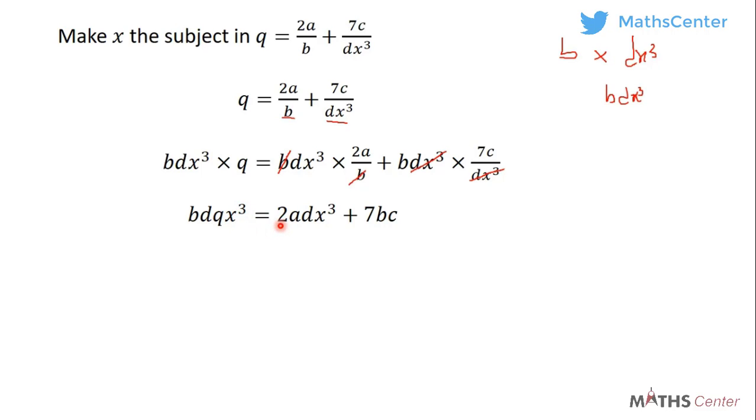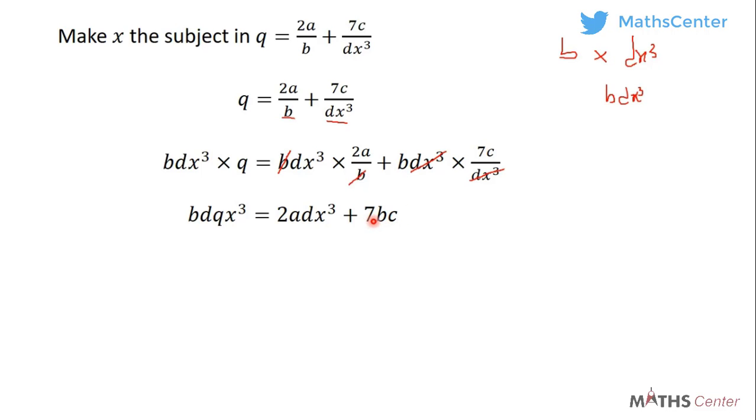Okay, then when you come here, we have b dx exponent 3 times 2a. The numbers must come first, so 2 will be first. b dx exponent 3 times 2a will give us 2a dx exponent 3. When you come here too, since dx exponent 3 has been cancelled out, we have b times 7c. So that's going to give us 7bc.